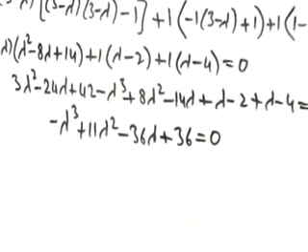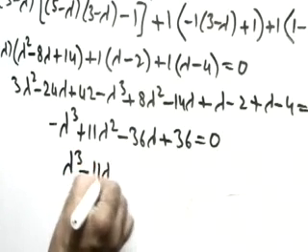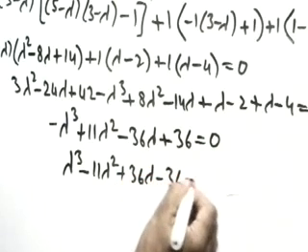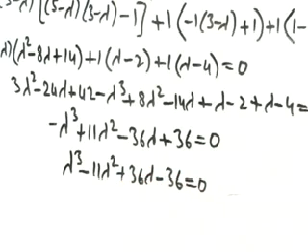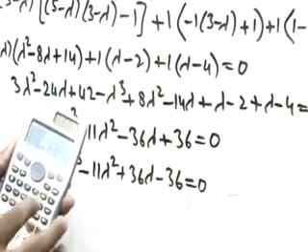Now take minus common from here. If you take minus common, this will be lambda cube minus 11 lambda square plus 36 lambda minus 36 equals to 0. This is the cubic equation. So if we have a cubic equation, we can solve this by calculator. So how to use the calculator?